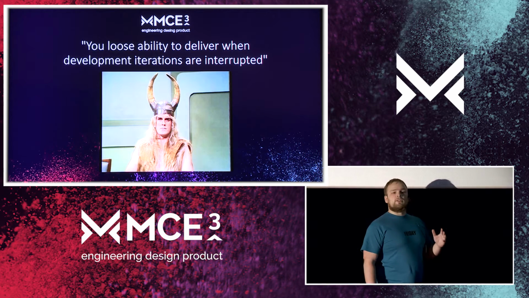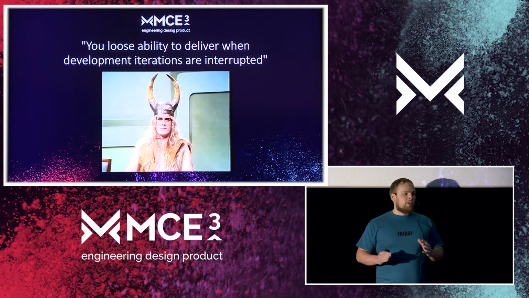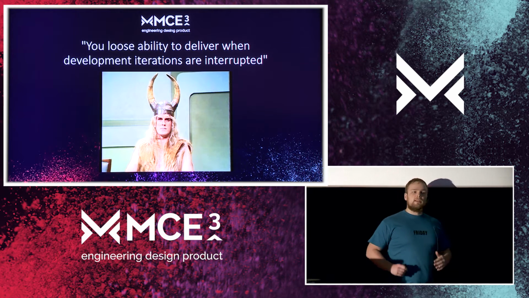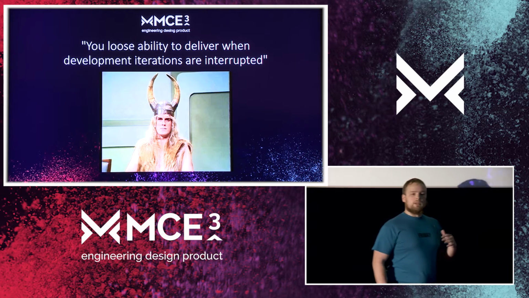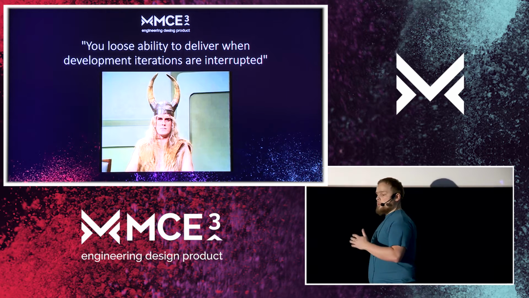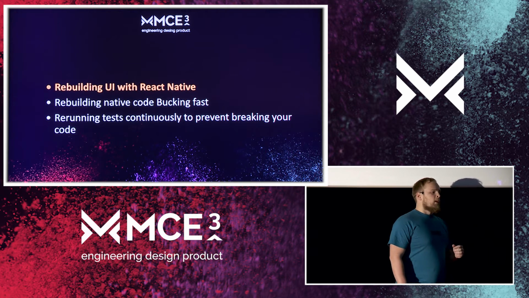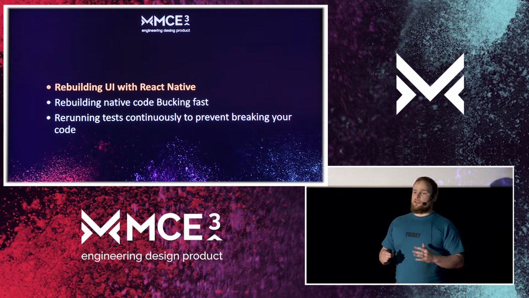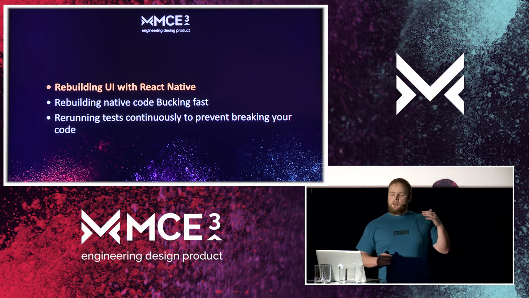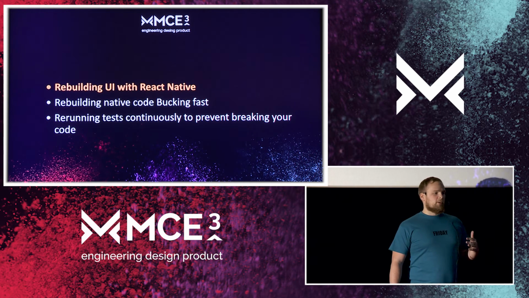And it's not only about iterations in UI development. Look at the Viking. He says that you lose the ability to deliver development if your iterations are interrupted. And it's everywhere. It's not only about building your UI, it's also about building your application or delivering your product, if we are talking about continuous delivery that a lot of companies do now. So this is what my talk is about. It's about iterations. On the level of iterating UI development, compiling your native code, and also continuously delivering the product.